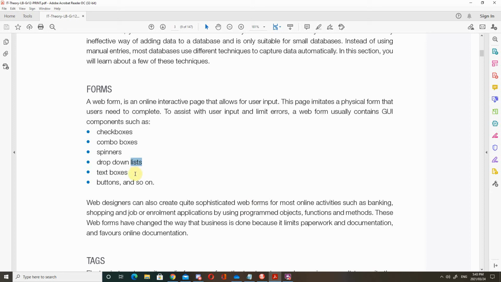Text boxes is like where we can enter any random thing, and buttons is to click on. So all these GUI components assist us to make the user input data quicker and to actually limit the errors that they make, so that we can get information quick from users and that we know they are reliable. Just for the fact that it's not easy to, so like with gender, we can use radio buttons to make sure the user can only select one, so the odds of him making a mistake is very limited.